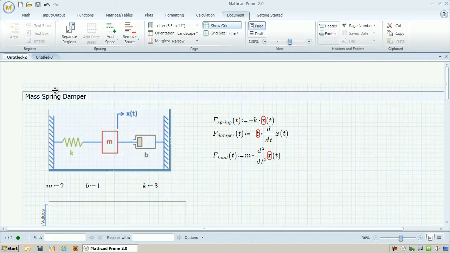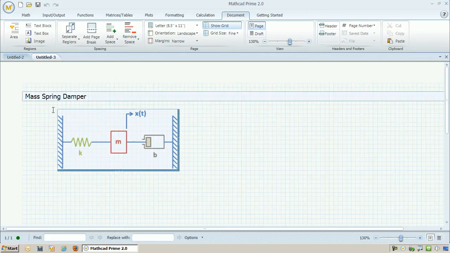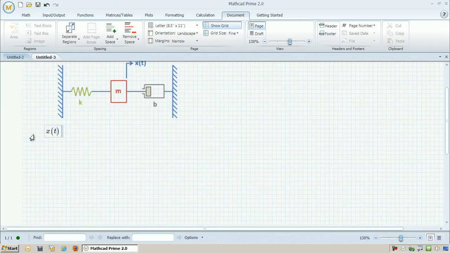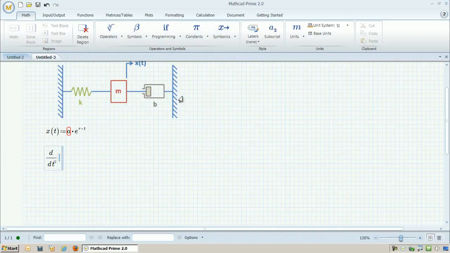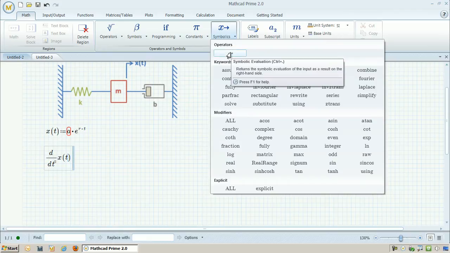And I'm going to copy and paste the picture and the title from the previous worksheet so I can just use it here again. Now because this is an ODE, I know that I can go ahead and express the solution, or x, in terms of an exponential. So it's going to be a times e to the rt, where r stands for the root. And I can go ahead and take the derivative of this, just using the derivative operator. And I can actually have MathCAD evaluate this symbolically.